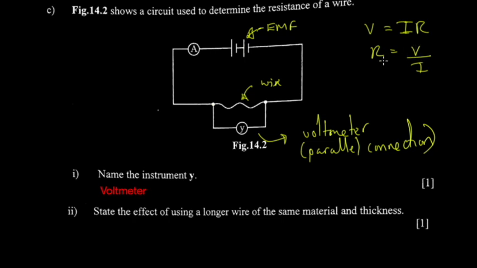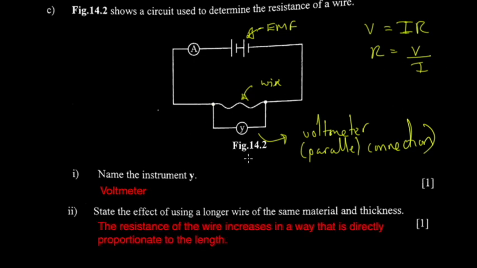So if we keep on getting corresponding values for V and for I, then we can actually find the resistance from that calculation, and then it will always be the same for ohmic conductors. Okay, so state the effect of using longer wire of the same thickness and material. So I preloaded this. So the resistance of the wire increases. This is what they would have just wanted because it's just 1 mark. But then it increases in a way that is directly proportional to the length.